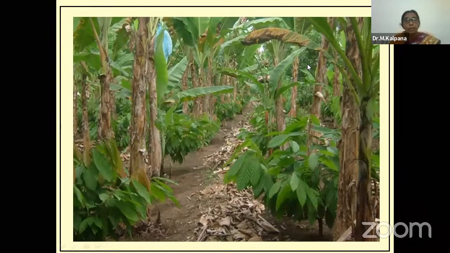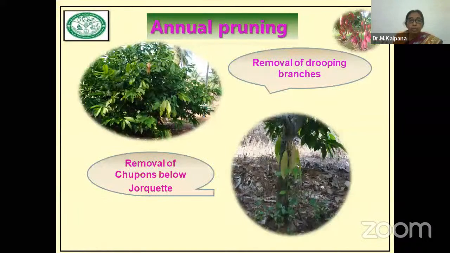At that time, what will happen? Even a slight wind will break the tree. So when you go for a shade crop, we have to permit the shade crop only for the main crop, not for the ratoon crop. So we have to take care while growing cocoa as a solo crop, provided with banana as a shade crop. So that is all about structural pruning.